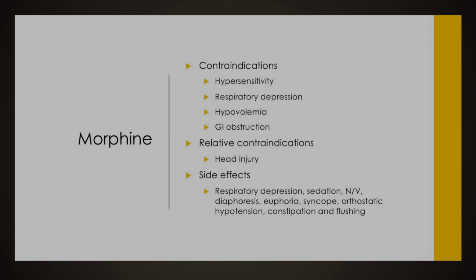Continuing with morphine, contraindications include hypersensitivity and significant respiratory depression. Avoid morphine in hypovolemia, since vasodilation can worsen hypotension. It's also contraindicated in GI obstruction because opioids decrease peristalsis and can worsen obstruction.